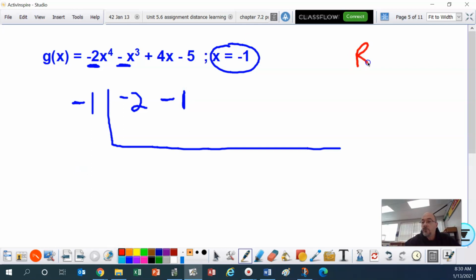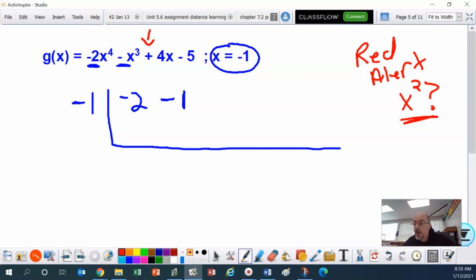Red alert, red alert. There is no x squared, folks. Look, there is no x squared. You still have to put, it's like a place value, folks. I need to put a number there. Well, if there's no x squared there, that means there's a 0, because 0 times x squared is 0. It's not there, so we have to put a 0 in that spot. Don't forget that. You got to look for that, folks. Then the next coefficient is 4, because that's the x to the first power, and then the constant -5.